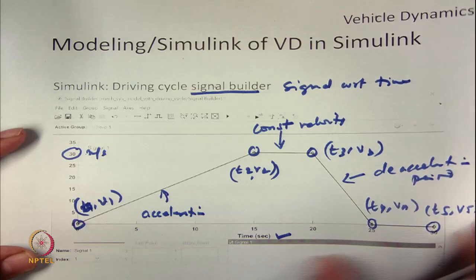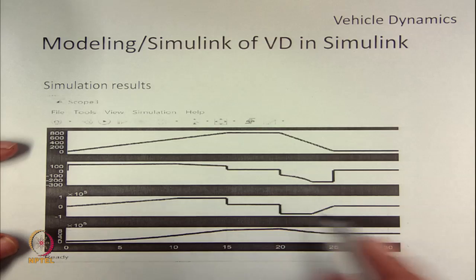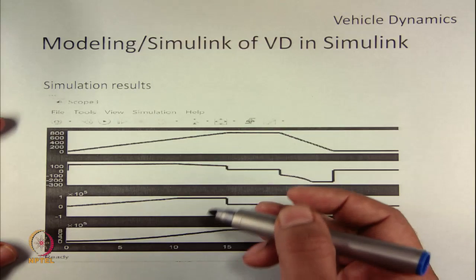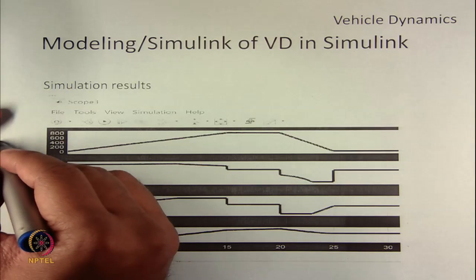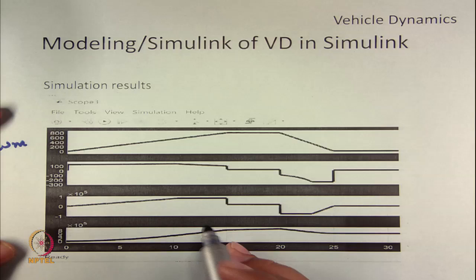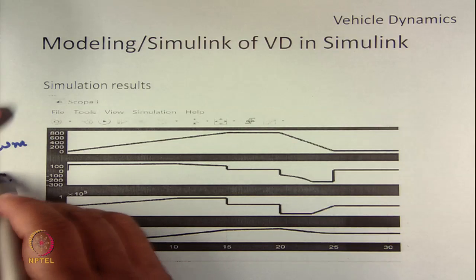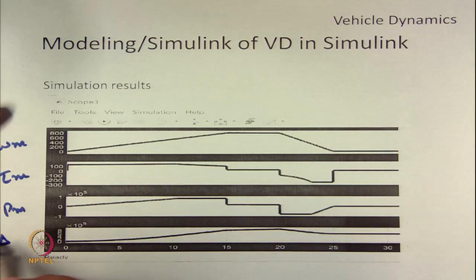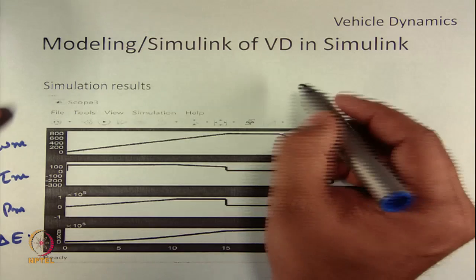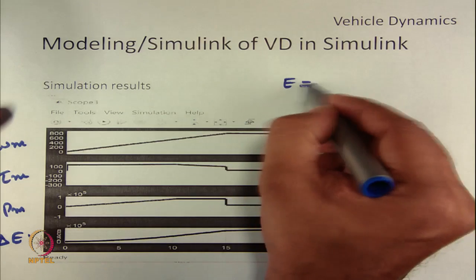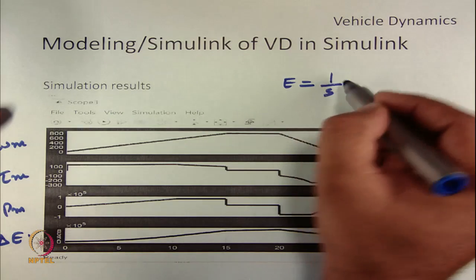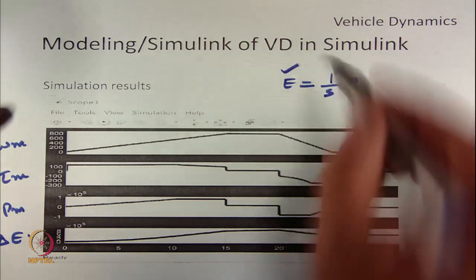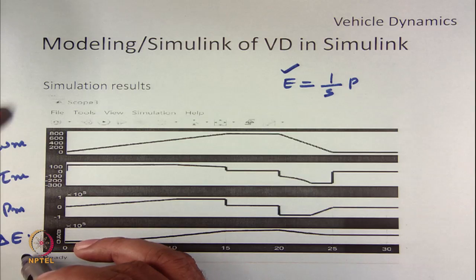If we try to see the results, these are basically the results of the motoring side. This is omega m, this is T m, this is P m, and this is the energy required, delta energy. How do we get energy? Energy is very simple. Energy can be calculated as the integral of P. If you just integrate, we can get the energy value. Once we have the power value, getting the energy is very easy.